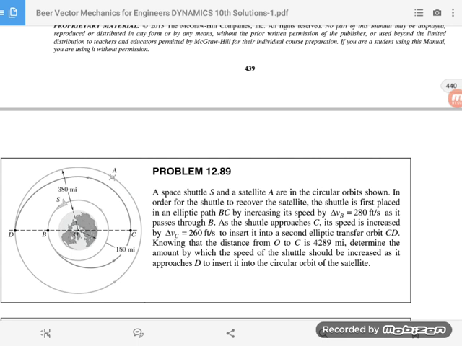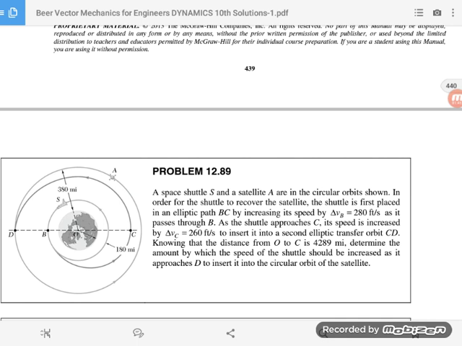As the shuttle approaches C, its speed is increased by another 260 feet per second, to insert it into a second elliptical transfer orbit from C to D. Knowing that the distance from O to C is 4,289 miles, determine the amount by which the speed of the shuttle should be increased as it approaches point D to insert it into the circular orbit of the satellite.